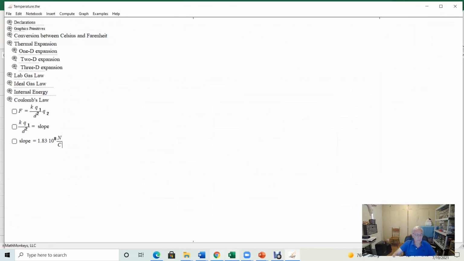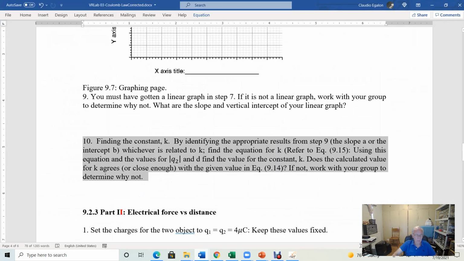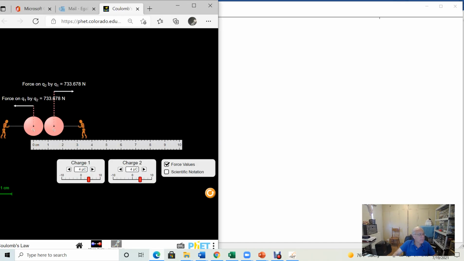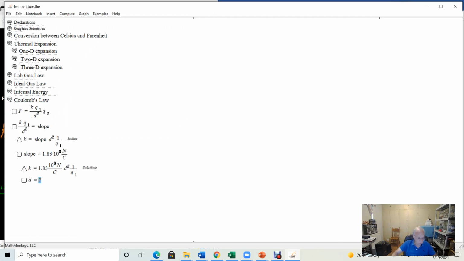And he wants us, using this equation for the values of Q2 and D, to find the value for the constant K. He wants the constant K. Okay, here you go. We are going to use the slope in this equation, and we have to use the other values that we know. What's the value for D? The value for D, do you remember, was 1.4 centimeters, but we want to change it to meters.